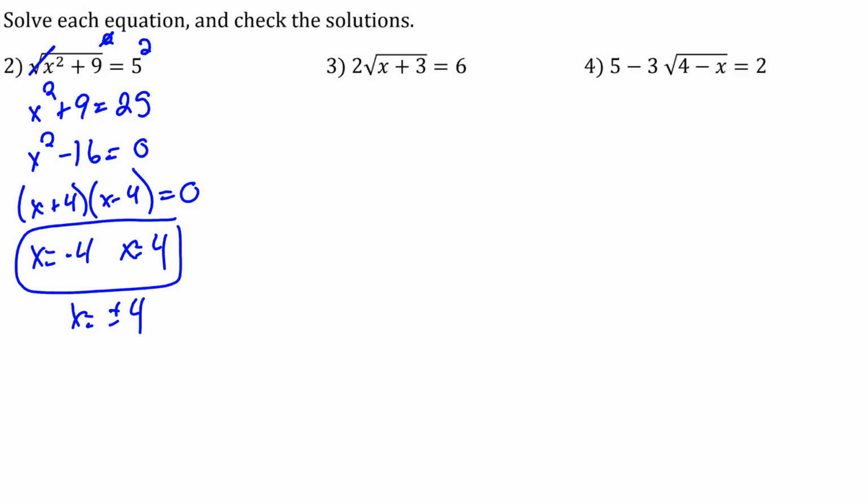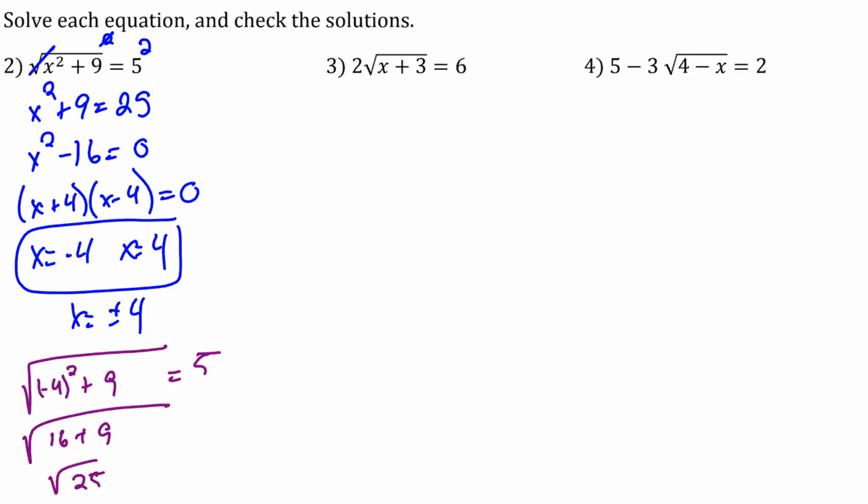I now just need to check them. When I do the square root of negative 4 squared plus 9, does that equal 5? That gives me the square root of 16 plus 9, which is the square root of 25, which equals 5. So it does check out. And if I change this to 4, well, 4 squared is still 16, so they both check. So x equals plus or minus 4 is the solution. Those are both solutions to this equation.